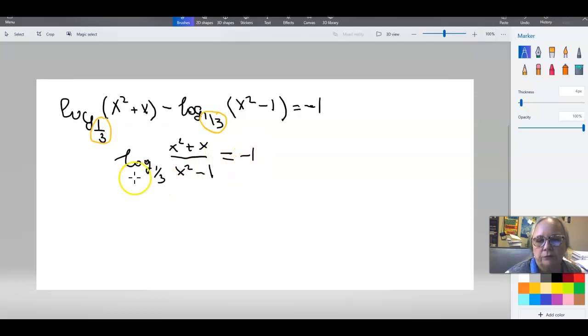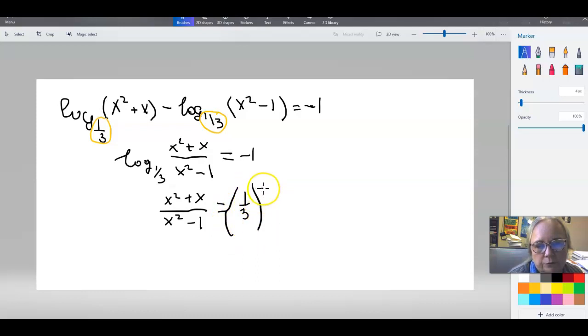And again, once you have log equals a number, you apply the definition of the logarithm. That means that this is the degree you raise 1/3 to, to get the logarithmic expression x squared plus x divided by x squared minus 1, which is 1/3 to degree negative 1. First of all, let's look at 1/3 to degree negative 1. It will be 3. So we put 3 here, and here we have the same expression.